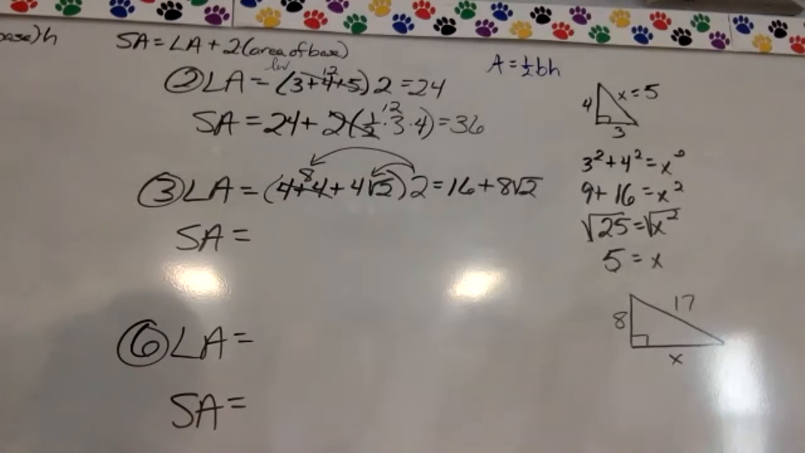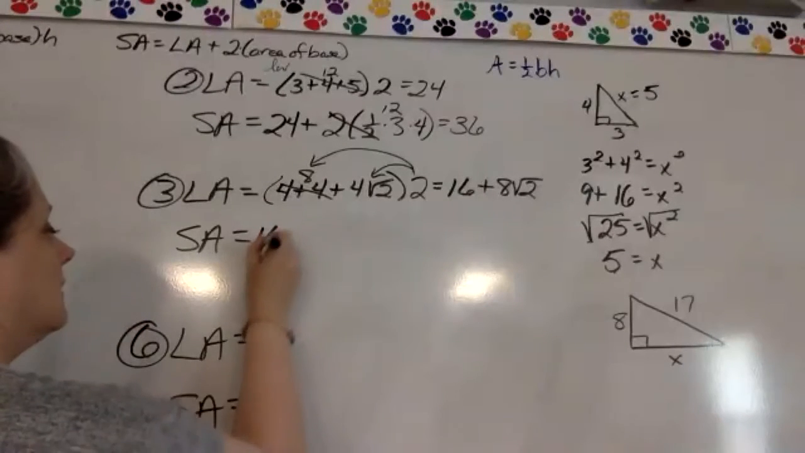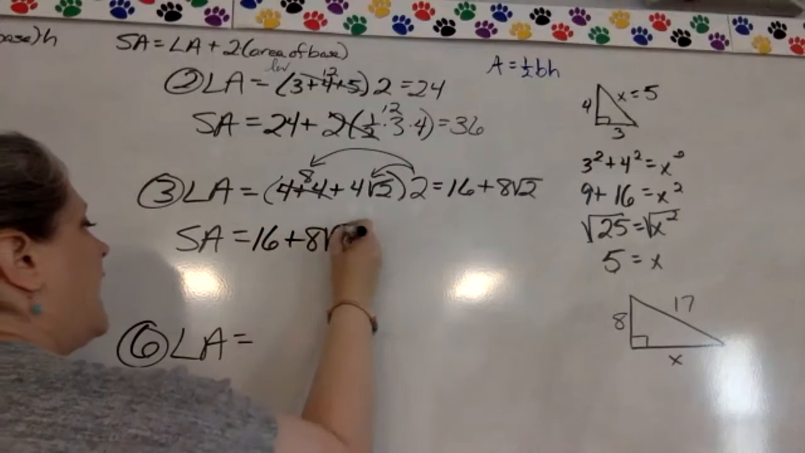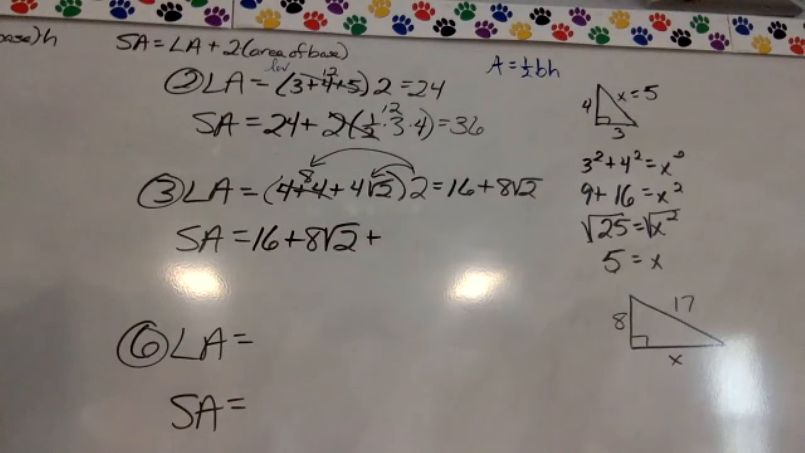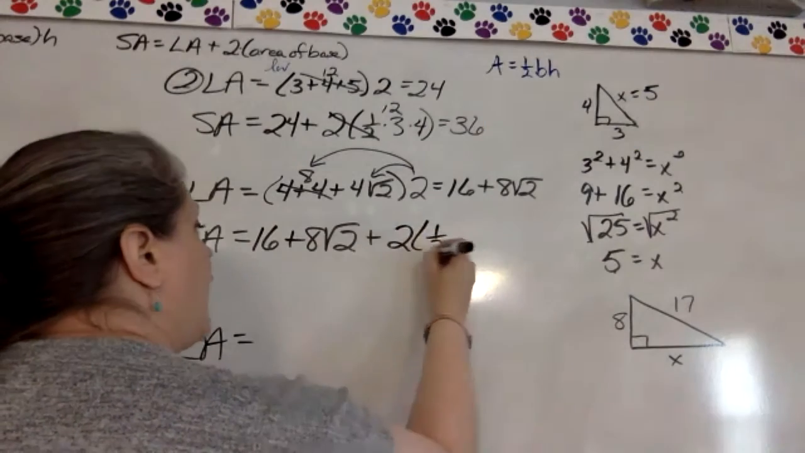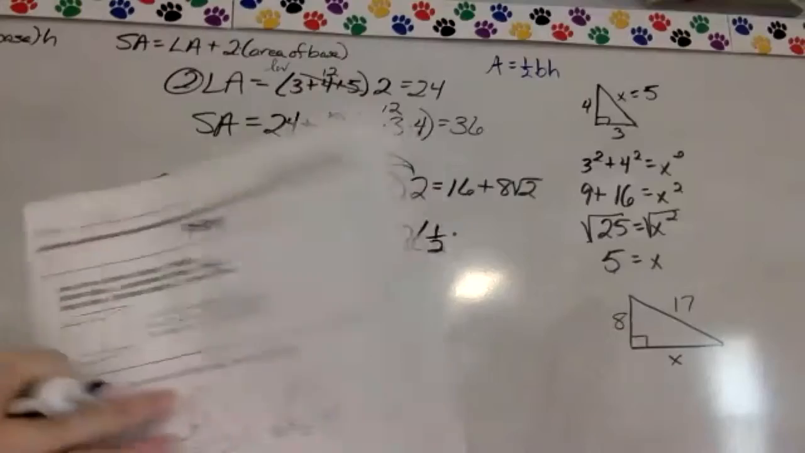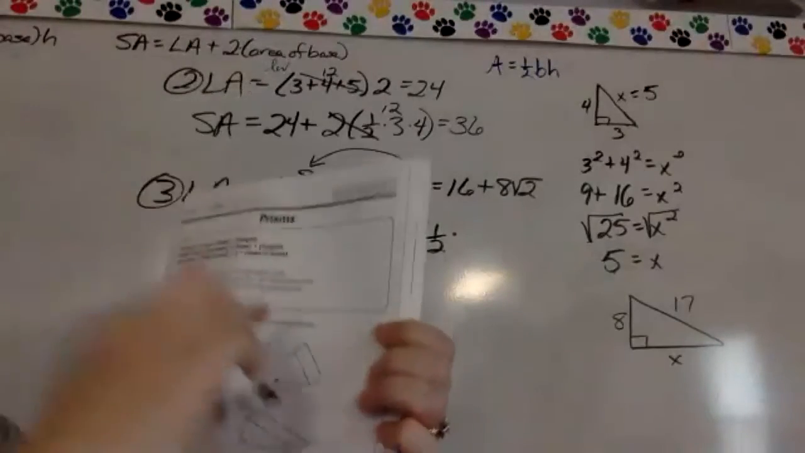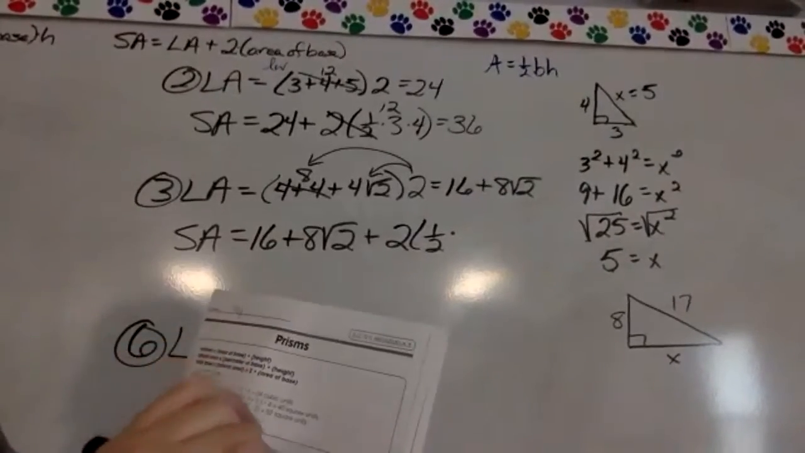Now for the surface area, you take that whole answer and you add 2 times the area of the base. So it's 2 times 1/2 times, now when you're looking at your prism for number 3, the base and the height of the triangle are the ones that make the right angle.